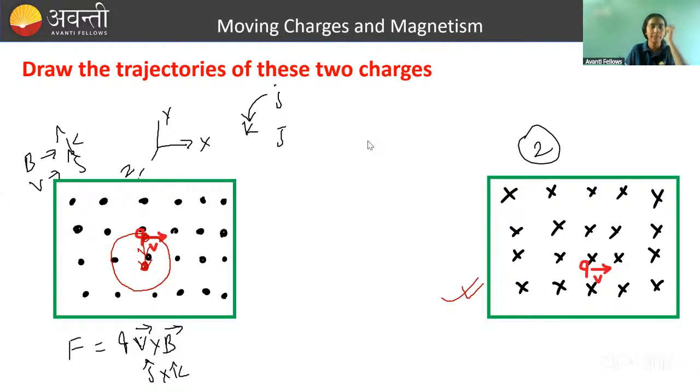Yes Mahesh, you are correct. So you must have drawn the circle already, right? Yes, everybody tell me what will be the direction of force.